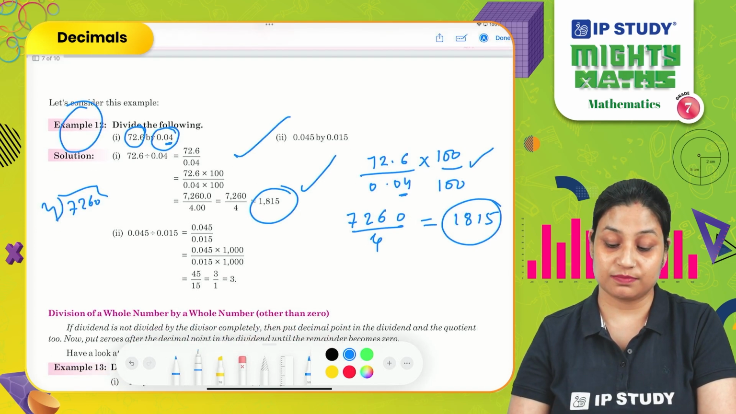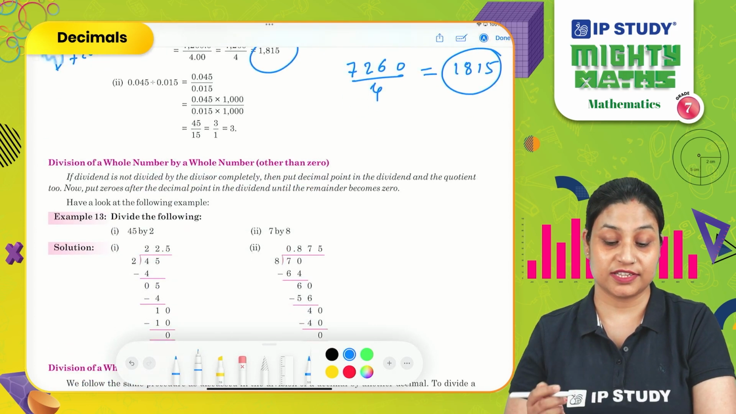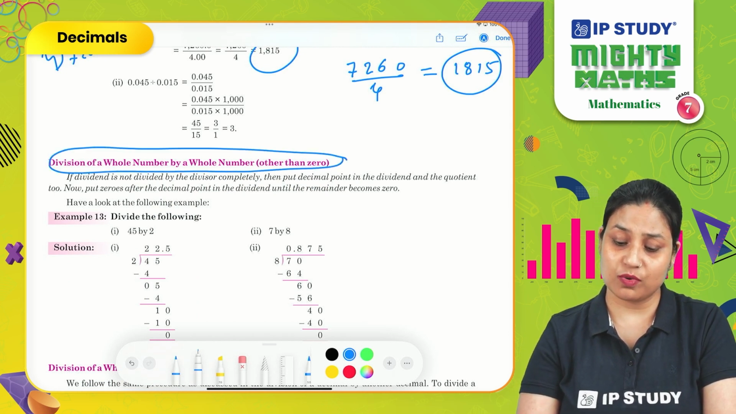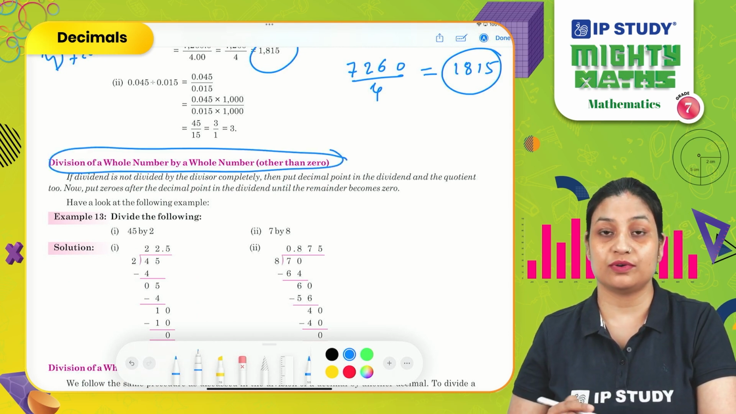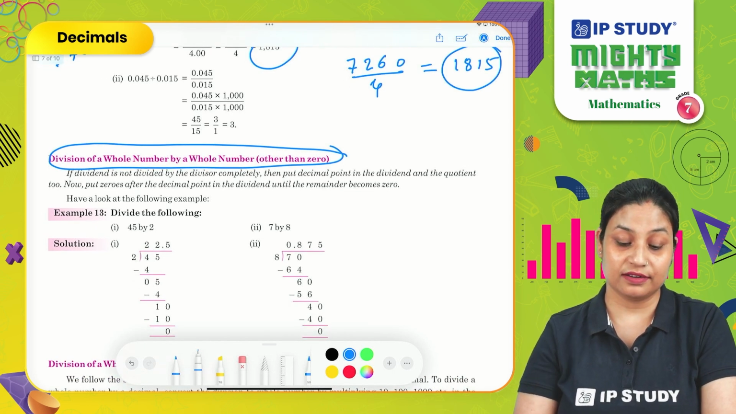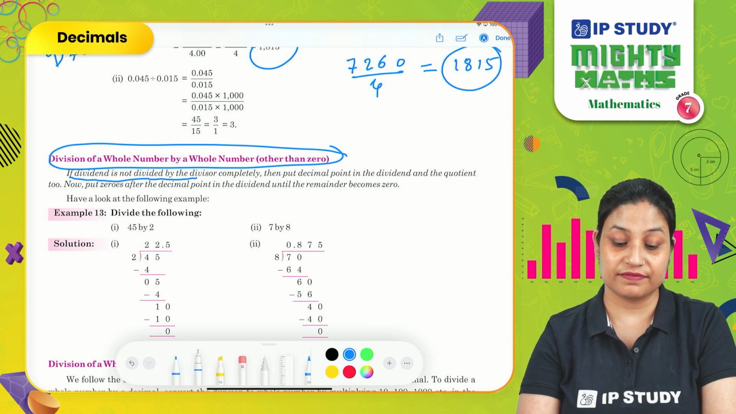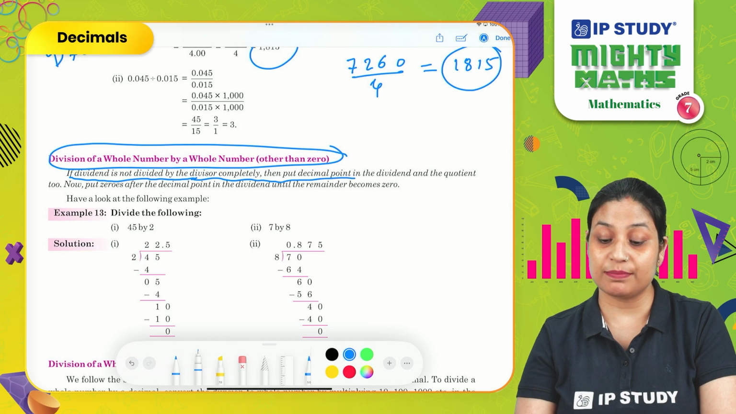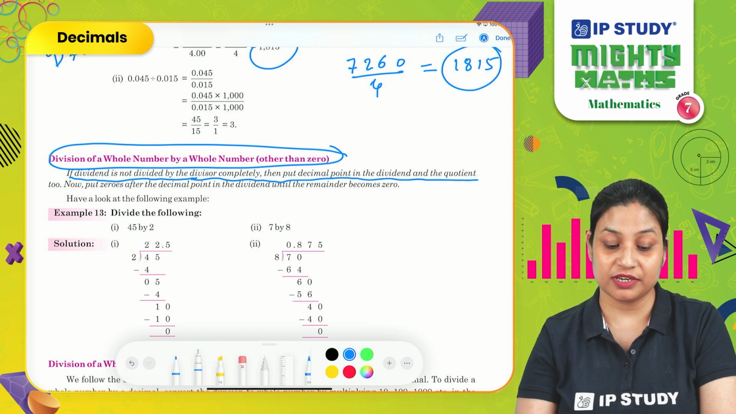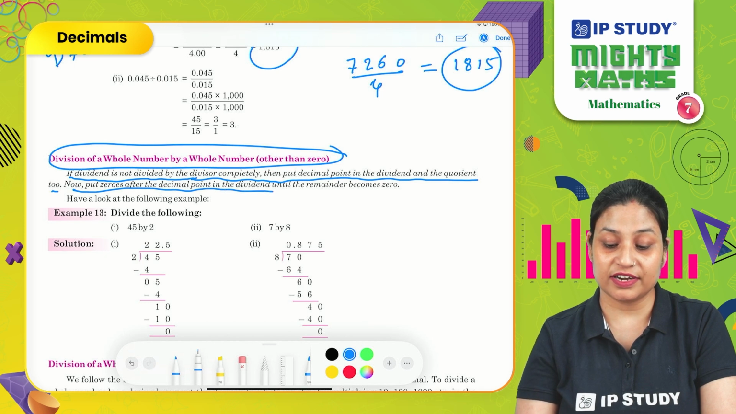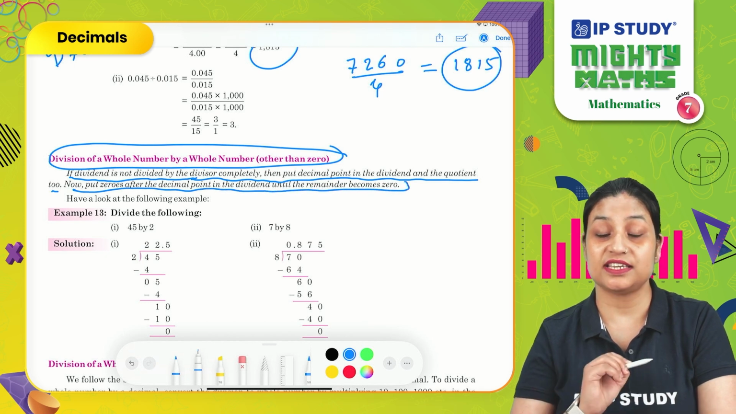Now, let's move on to the next topic and let's see what is there. The next topic is division of a whole number by a whole number, a non-zero whole number, right? So what it is saying, let's read it together. If dividend is not divided by the divisor completely, then put the decimal point in the dividend and the quotient too. Now put zeros after decimal point in the dividend until the remainder becomes 0.